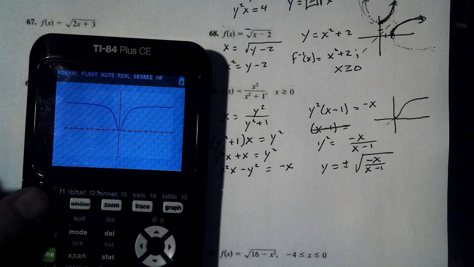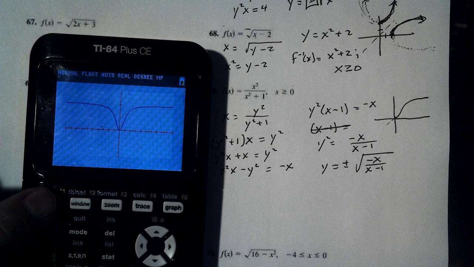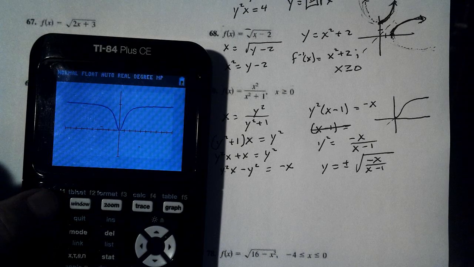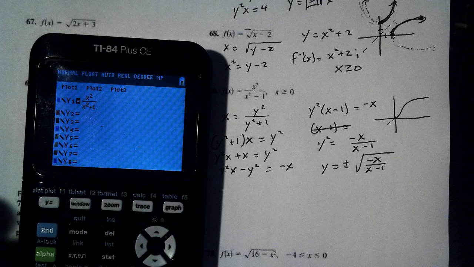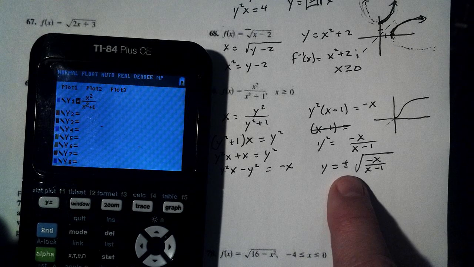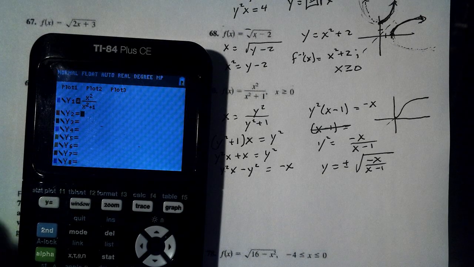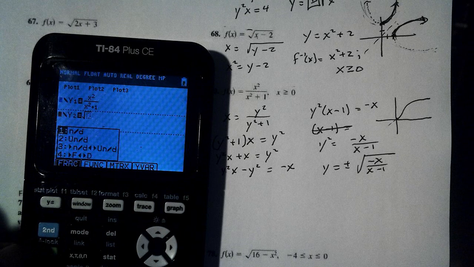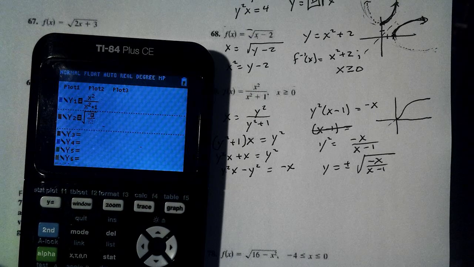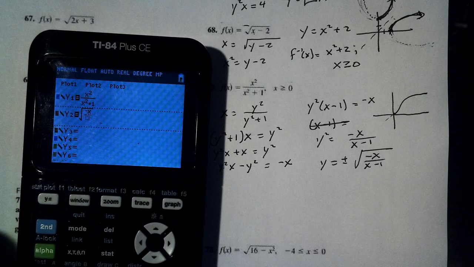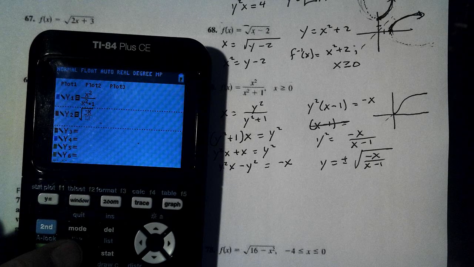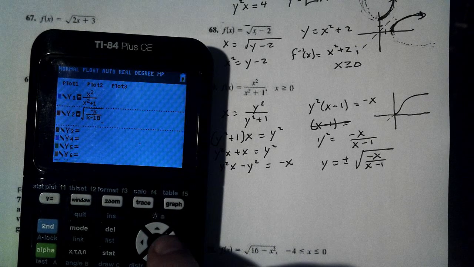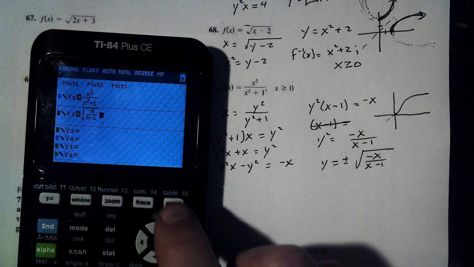Let's go ahead and go y equals, let's go with 2. I'm going to go with the positive version first and take a look. Square root fraction negative x on x minus 1. Let's graph that one.